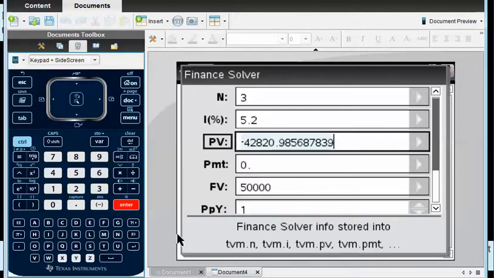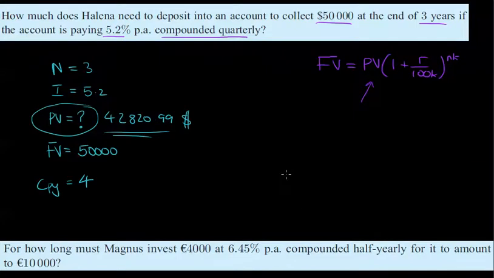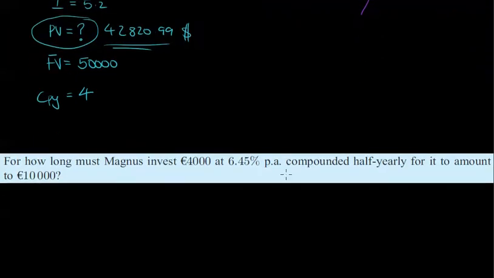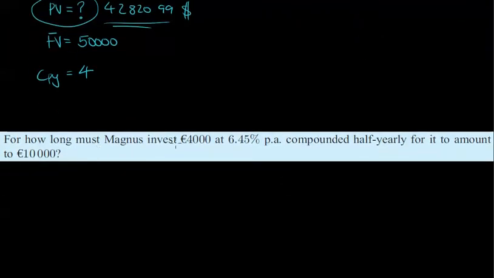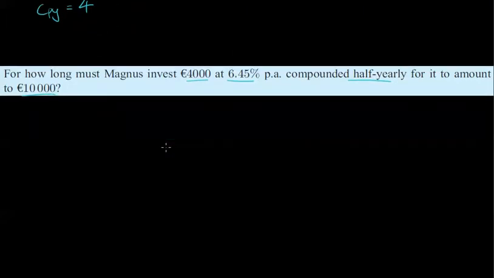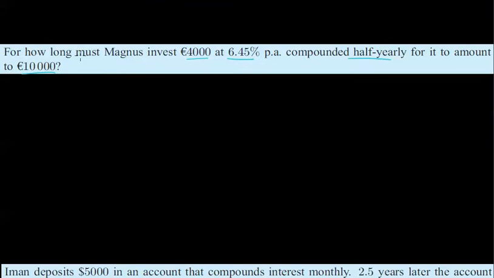Right, next problem. It's asking us how long must Magnus invest €4,000 at 6.45% compounded half yearly for the amount to achieve €10,000. Okay, so let's go through our parameters. The question is, how long should he wait? So n is, well, we don't know. How many years? We don't know. That's what we're trying to work out.